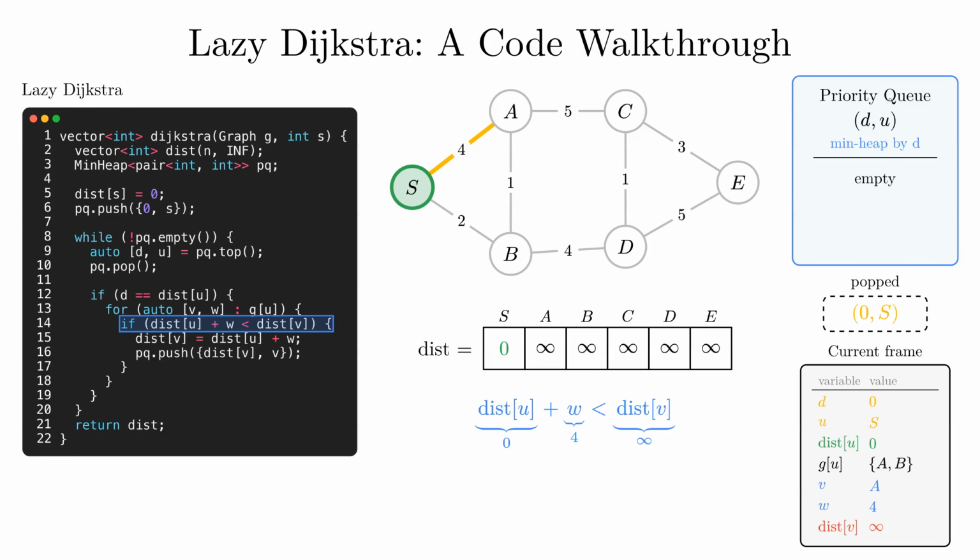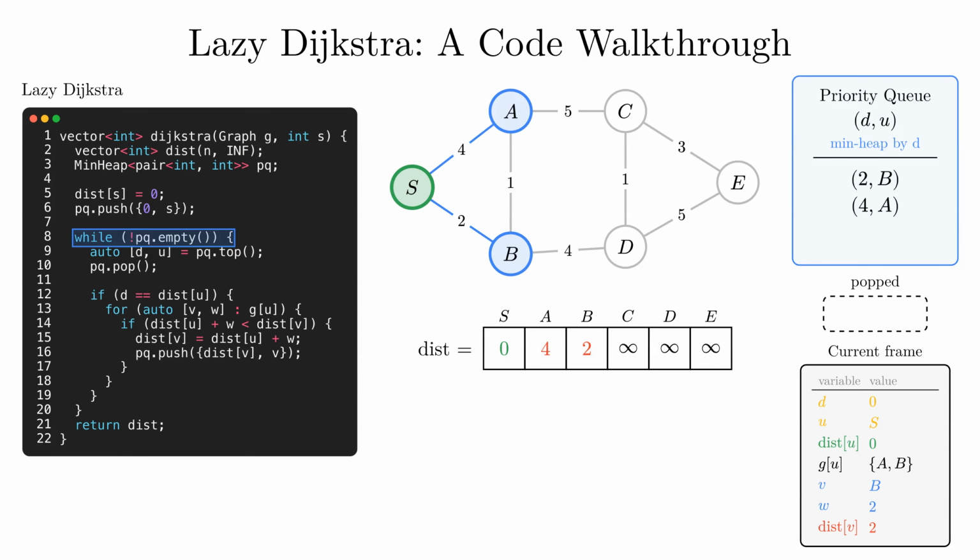0 plus 4 is better than infinity. So A's best distance becomes 4. Every successful relaxation appends a new pair to the Q, so 4, A goes in. The edge to B costs 2, so B's distance drops from infinity to 2, and 2, B joins the Q. With every edge of S relaxed, we go back to the top of the loop.